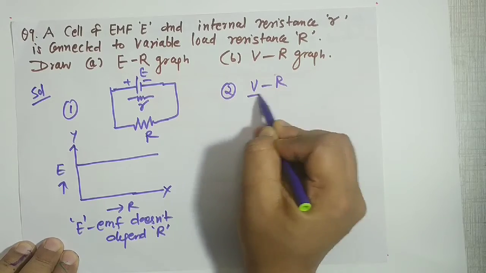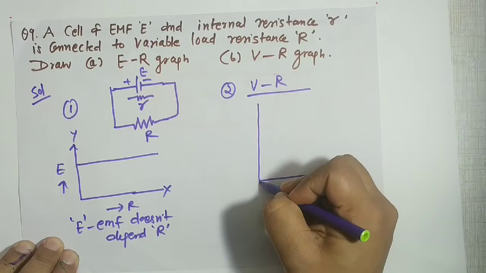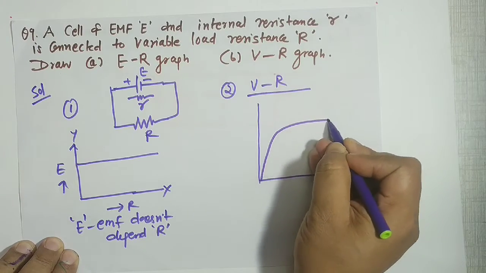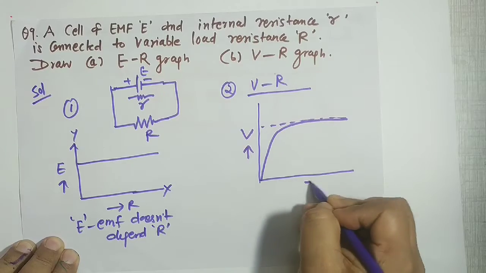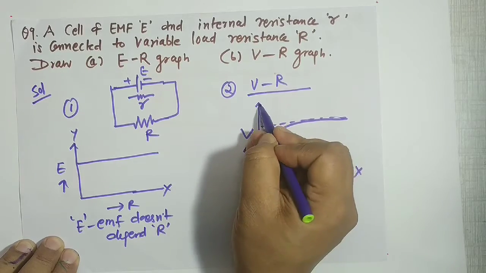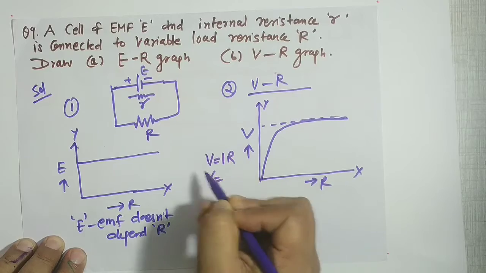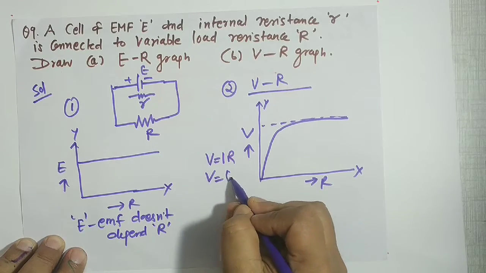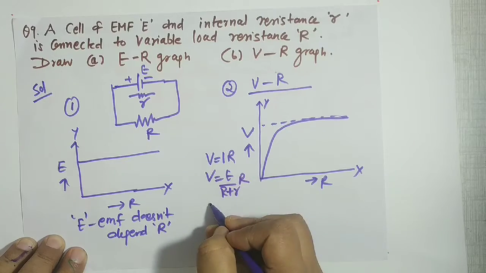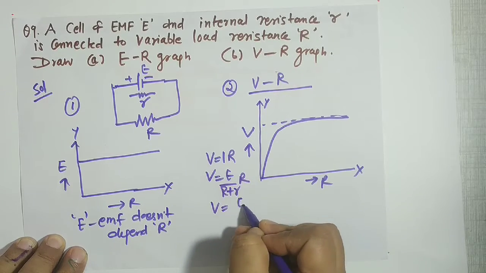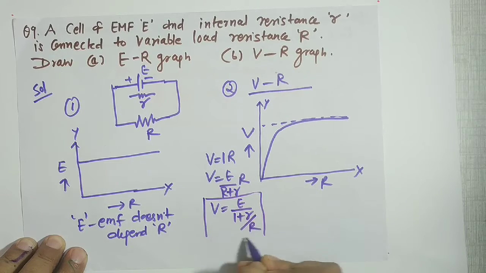Now, how are we going to explain the VR graph? The VR graph for this condition is like this. I think some of you may know it. So this is the VR graph, V against R, resistance. How has this graph come? You know that V is IR. And in this circuit, what is I? Can anyone tell me? Yes, E upon R plus r, into R. Then we can even simplify this, so it becomes E upon 1 plus r by R. This is the condition for V.